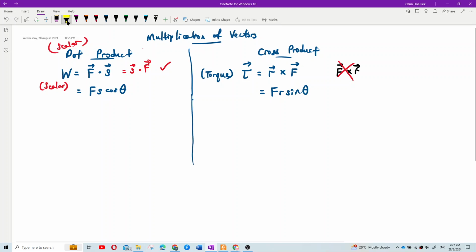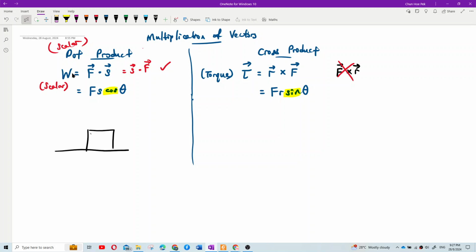So do you know why work done uses cos theta and torque uses sine theta? Back to work done. How do we measure the work done? Let's say you have this force, and this angle theta between F and S. We always find the components. This F has two components: F cos theta here, and F sine theta here.